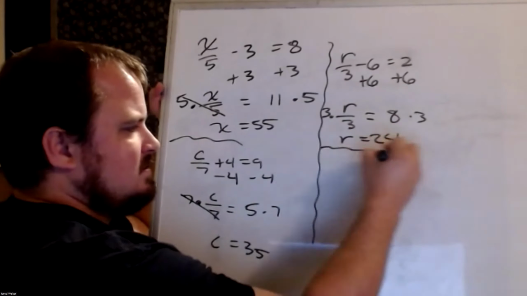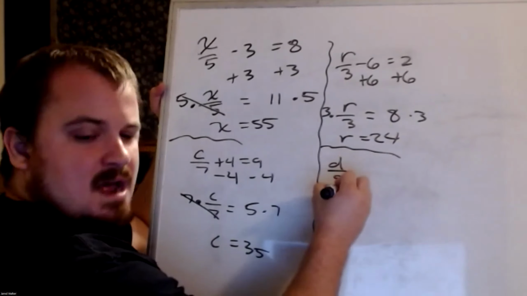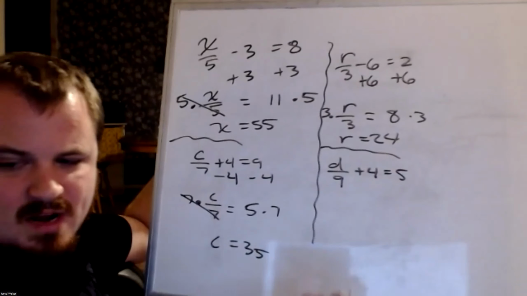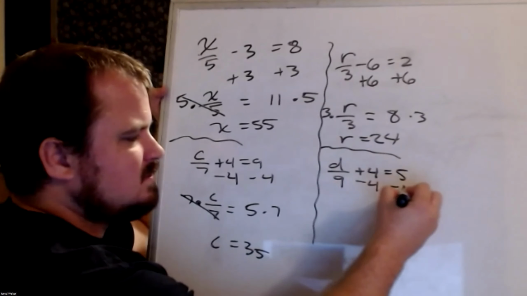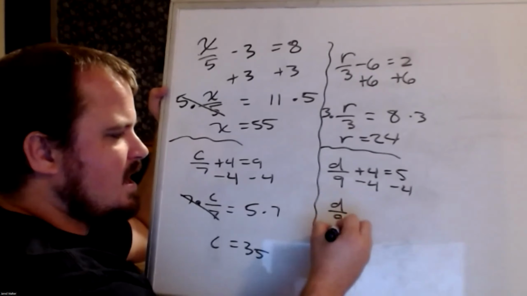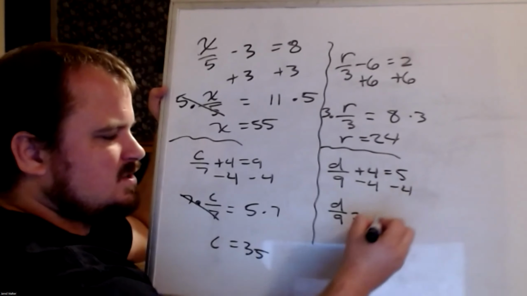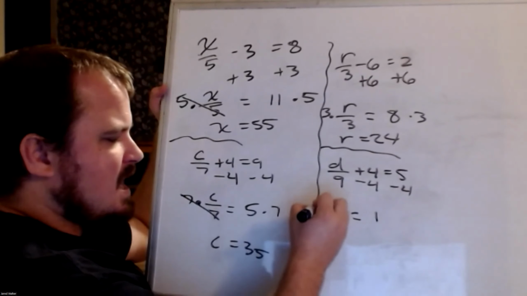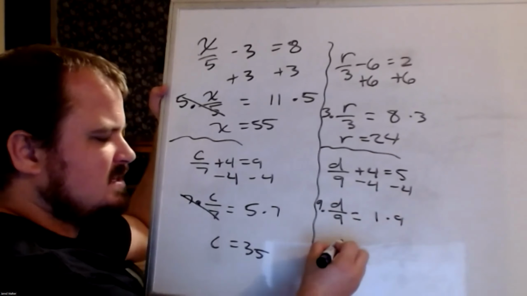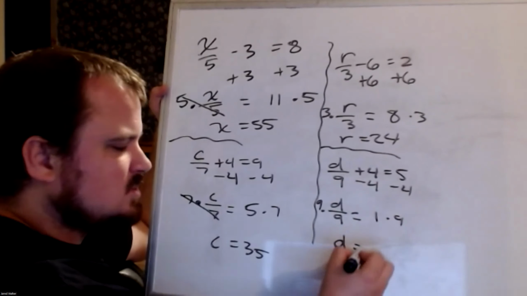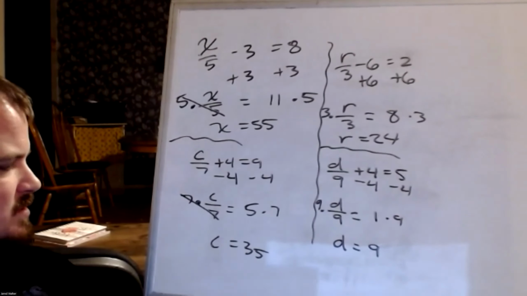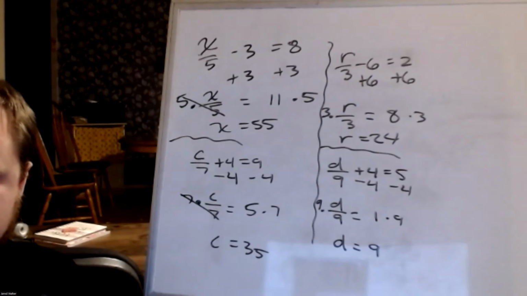Last one. d over 9 plus 4 equals 5. Let's subtract 4 from both sides. And so we have d over 9 equals 5 minus 4, which gives us 1. And then we have to multiply both sides by 9. So d is all that's left. And then 1 times 9 is just 9. All right, so that's how we get each of those answers. So that's solving for x.